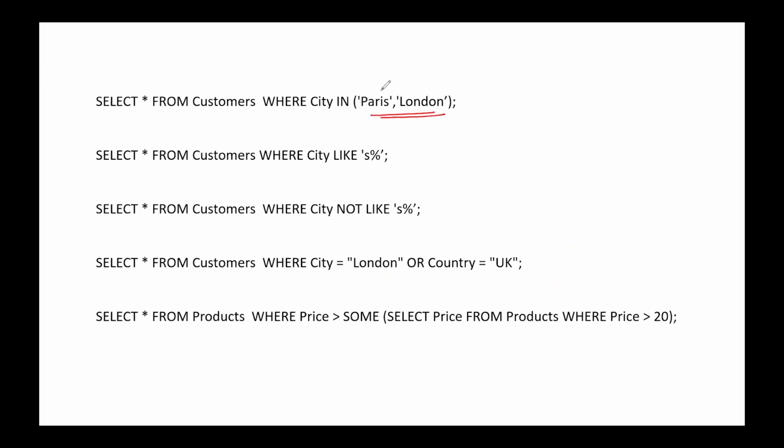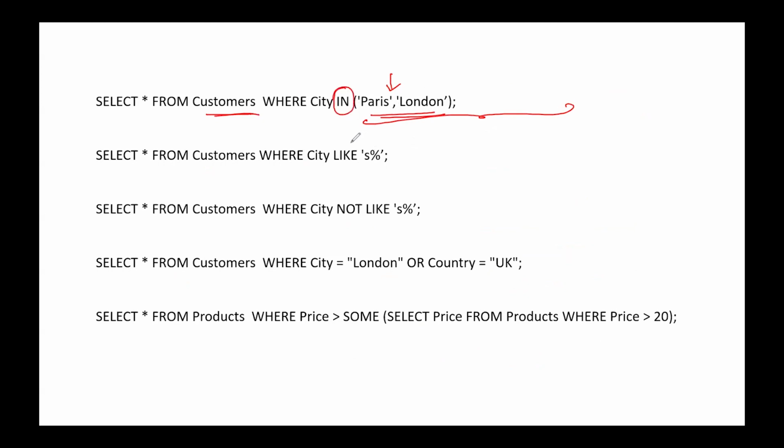Next, we have select star from customer where city in Paris and London. Here also we can directly give a set of values, or we can have a subquery which will generate these values. You can either directly give values, or give another subquery saying select customer whose city is equal to Paris and country is equal to London. That is also fine. So what is going to happen? Customers whose city is Paris and London will be selected and shown here.